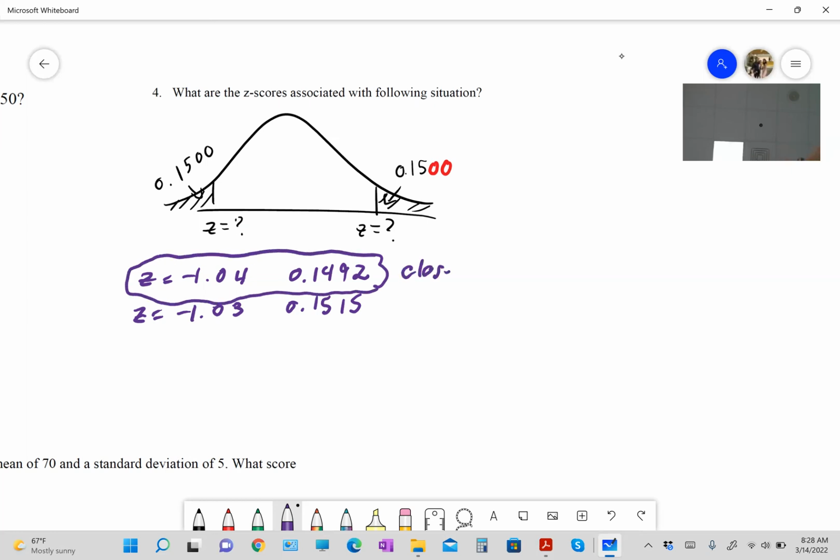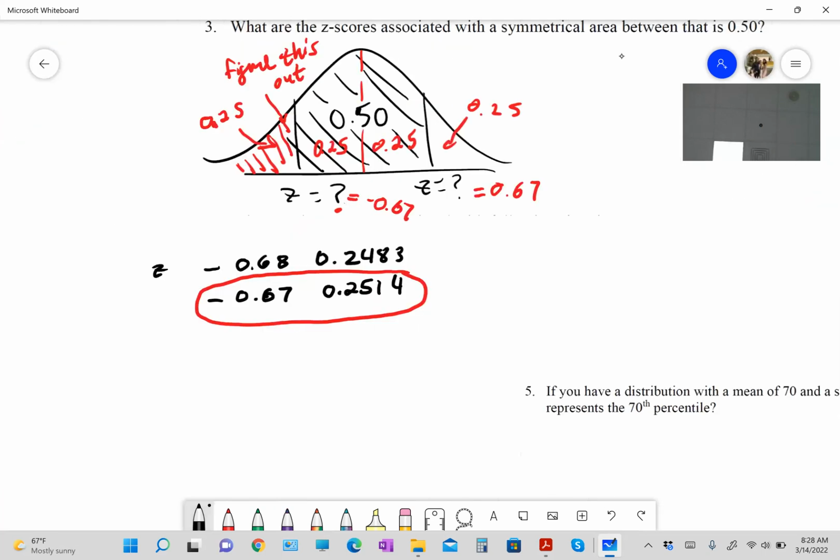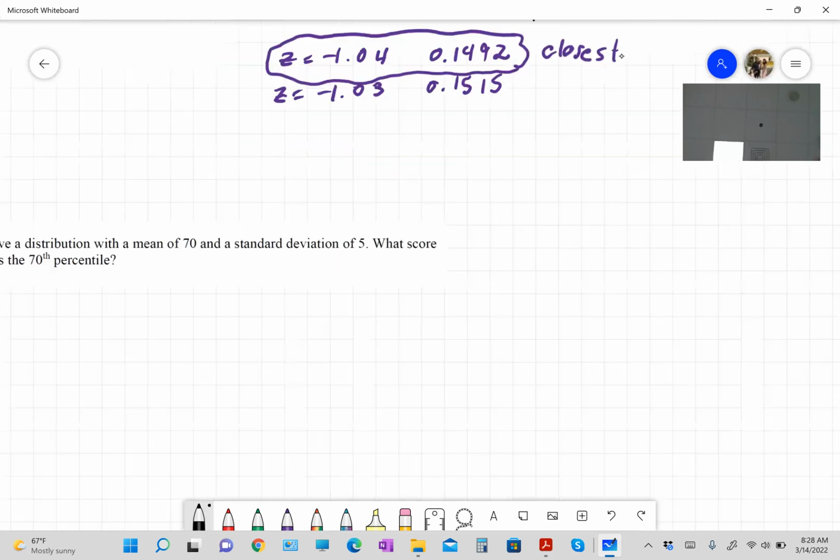So this is negative 1.04. And therefore the other side has to be 1.04 positive. And then you're done. There's nothing else to do. That's it. I can't make this difficult. It isn't difficult. Any questions or concerns?